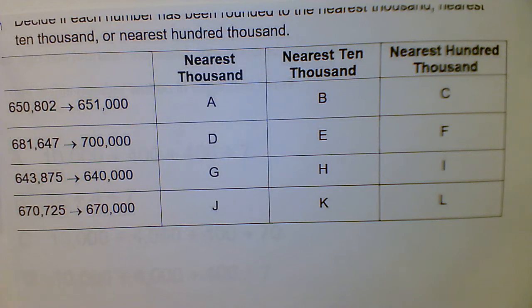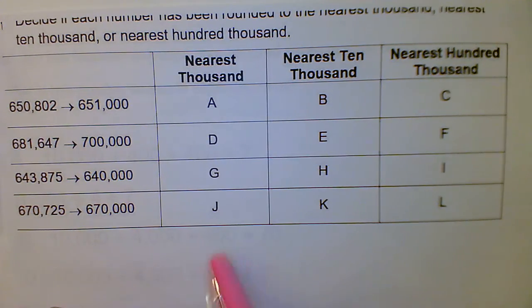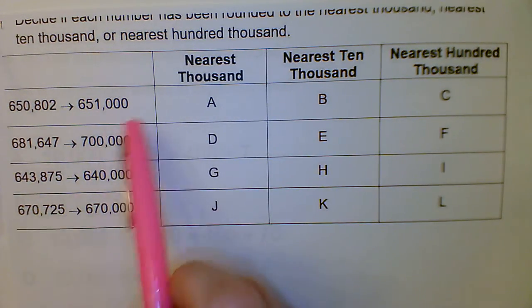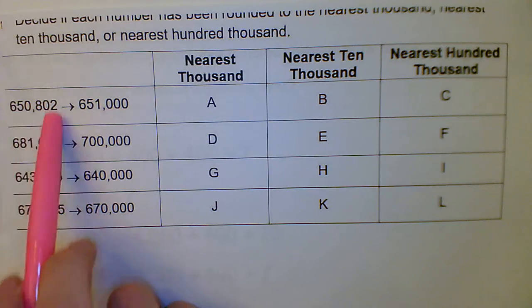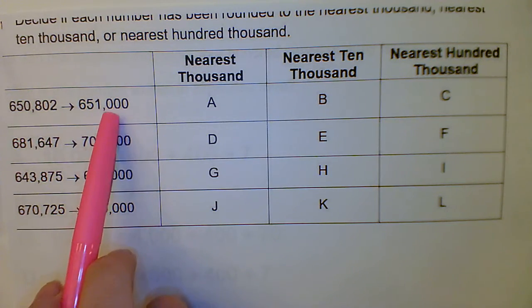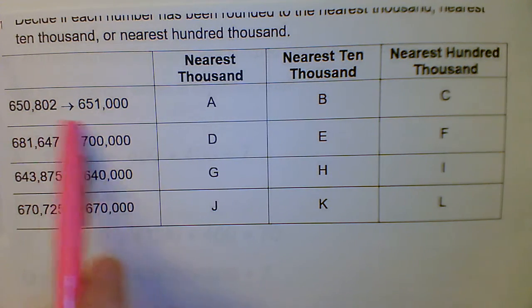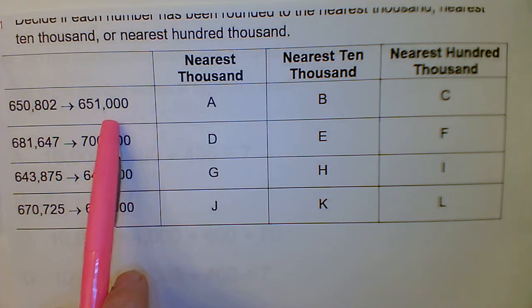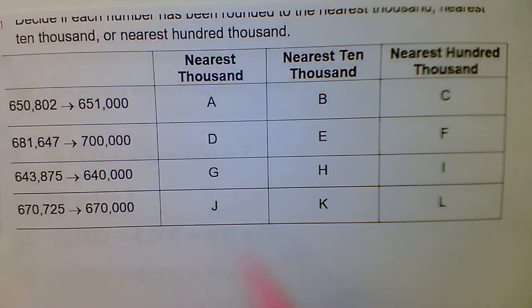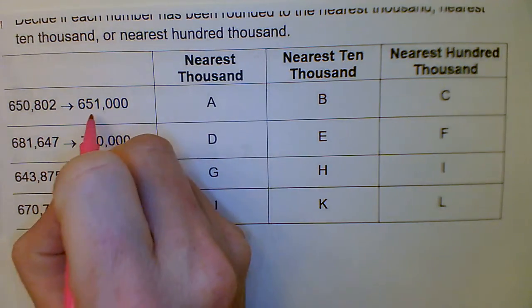So we have a shortcut for doing this, but remember we can always do a check if we want to make sure, since it is a quiz or a test. So what they're saying to us is that they're taking this number and they have rounded it, and we have to figure out what is the place value that they rounded it to, the nearest 1,000, 10,000, or 100,000. So if I look at this, a really easy way to do this is to just look at the number that it was rounded to and see what place value did they round it to.